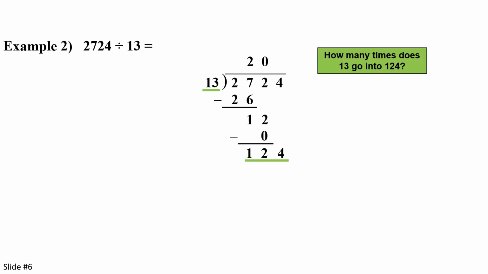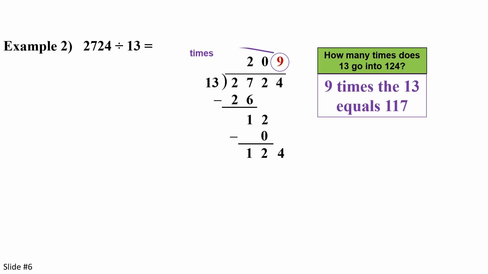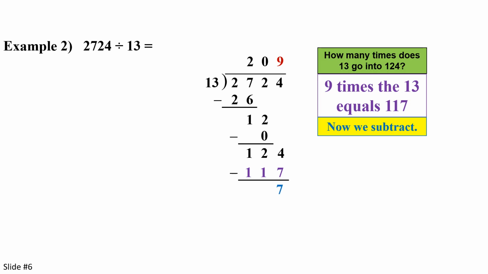How many times does 13 go into 124? Well, it turns out to be 9. 9 times 13 equals 117. Again, if you have to do your scratch work on the side, 9 times 13, then you do it on the side of the paper. And now we subtract, and we get 7. And now since we were looking at quotient and remainder or mixed number, we stop.